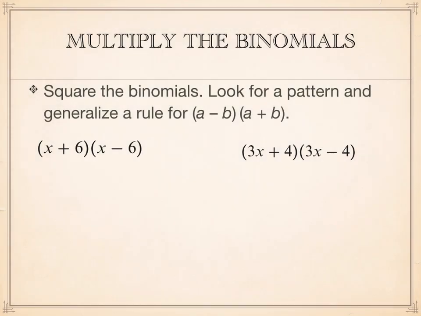Okay, one more style of problem to generalize. Notice these have a similar structure. It's a minus b times a plus b. Whether the subtraction sign comes first or second in the binomial does not matter, as long as there's one of each. So let's go ahead and multiply using double distributive in the first example. When we combine like terms, do you see the middle terms cancel out?